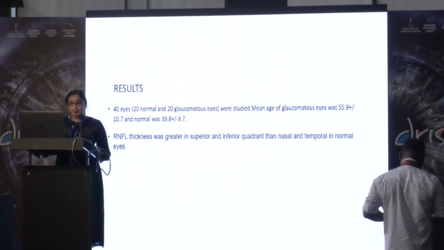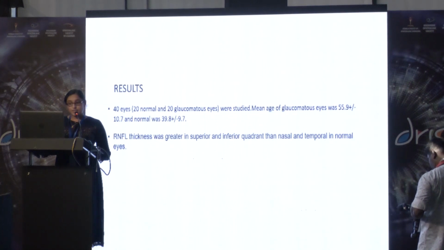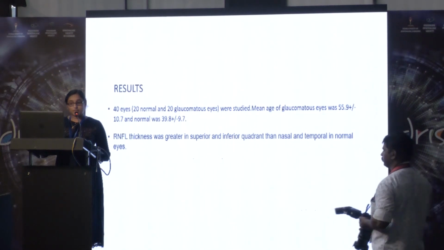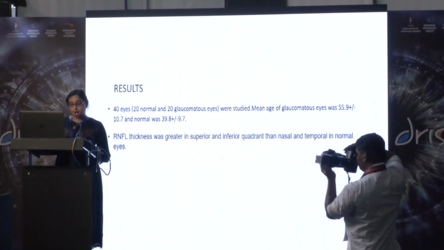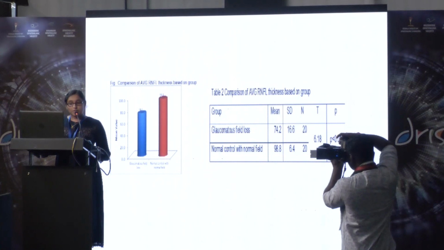Results: 40 eyes, 20 normal and 20 glaucomatous eyes, were studied. The mean age of glaucomatous eyes was 55.9 plus or minus 10.7 and normal was 39.8 plus or minus 9.7. RNFL thickness was greater in the superior and inferior quadrants than nasal and temporal in normal eyes. On comparing the average RNFL thickness, it is found to be high in normal control, that is 98.8. In glaucomatous field loss, it is found to be decreased, that is 74.2.